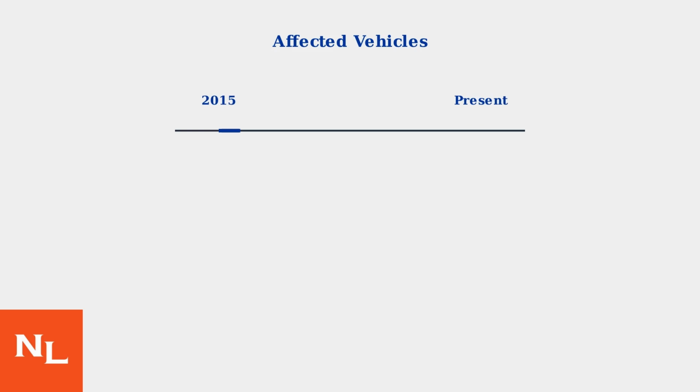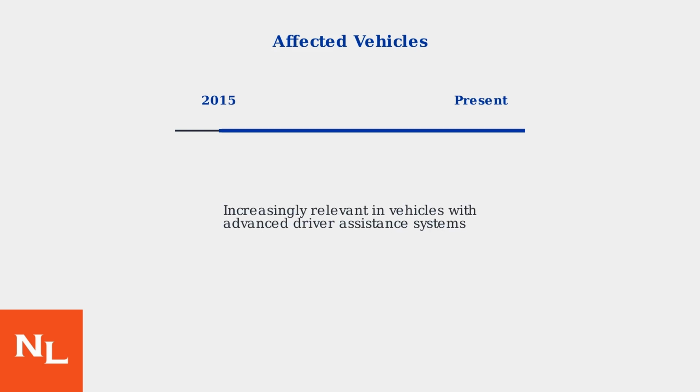Subaru Error 55, also known as Error SS, is a communication fault code that indicates a breakdown in data transmission between your vehicle's electronic control unit and various subsystems. This error is increasingly relevant in Subaru vehicles manufactured from 2015 onwards, especially those equipped with advanced driver assistance systems.